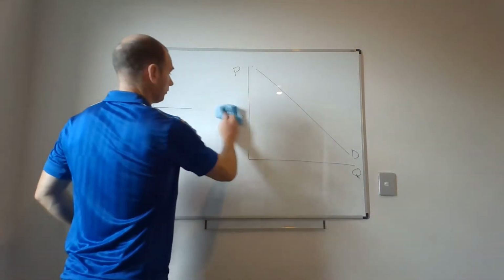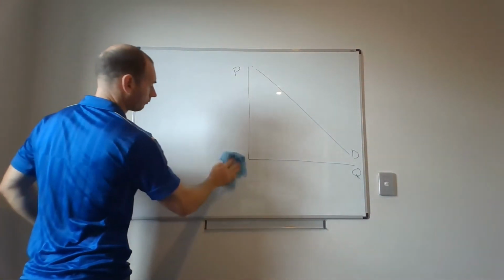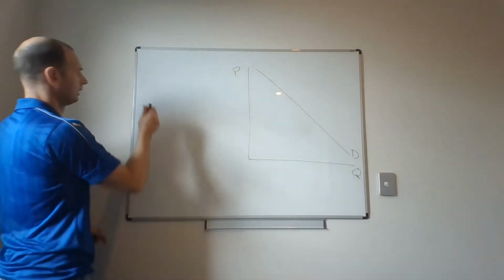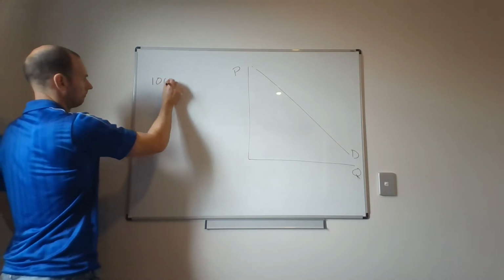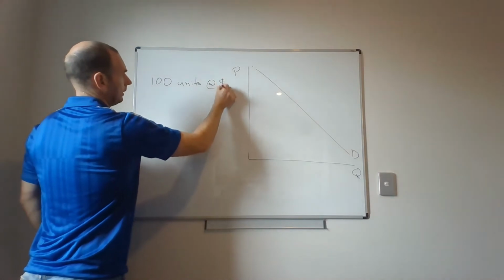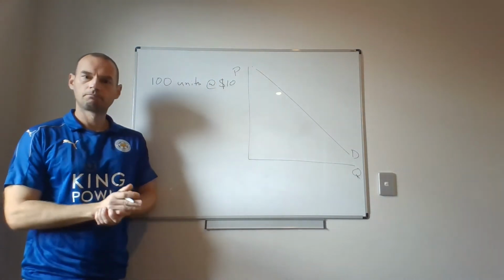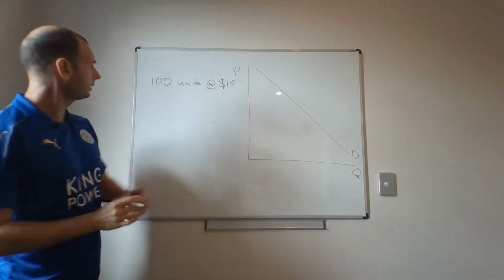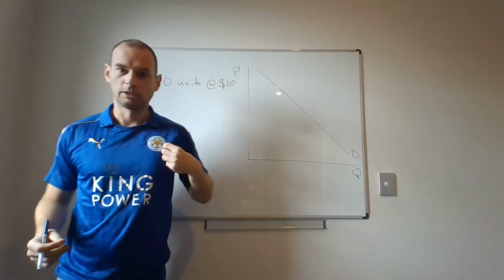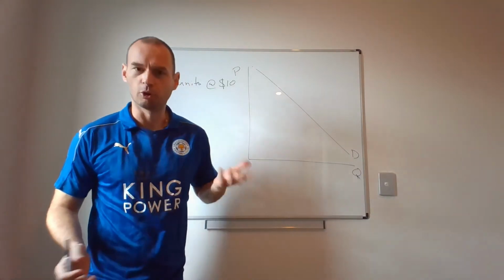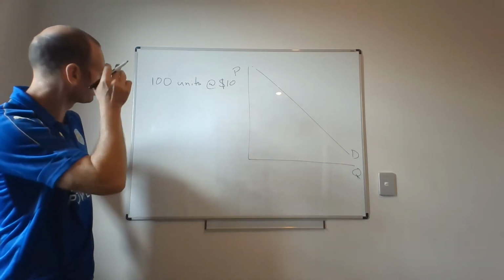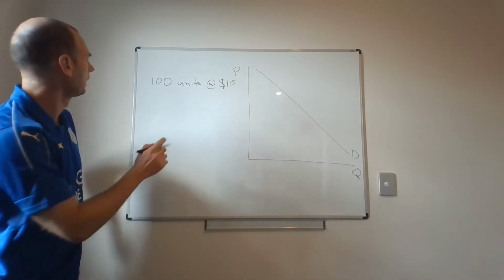So, let's say that a monopolist is currently selling 100 units at $10 per unit. Doesn't matter what that is. Leicester City Football Club shirts. They would be more than $10, but doesn't matter.